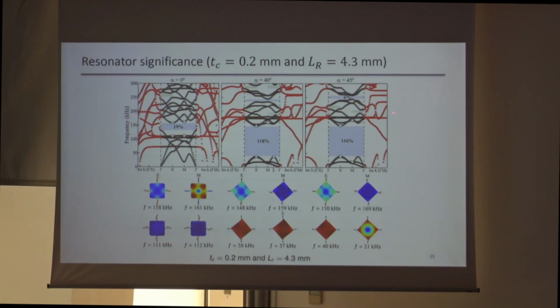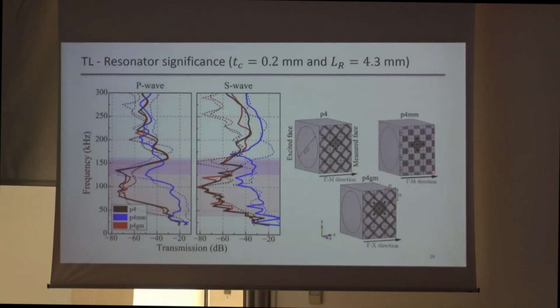And this is the P4MM, right? It's not P4GM. Here, this is the P4 because its alpha is 40 degrees, and still we have basically the same picture, just a slightly bigger band gap. But if I have alpha of 0 degrees, what happens is that my resonators will connect, and then they will not actually resonate, meaning that I'm basically killing this local resonant band gap, and I have only a very small Bragg band gap here. And so this is how it looks, right?